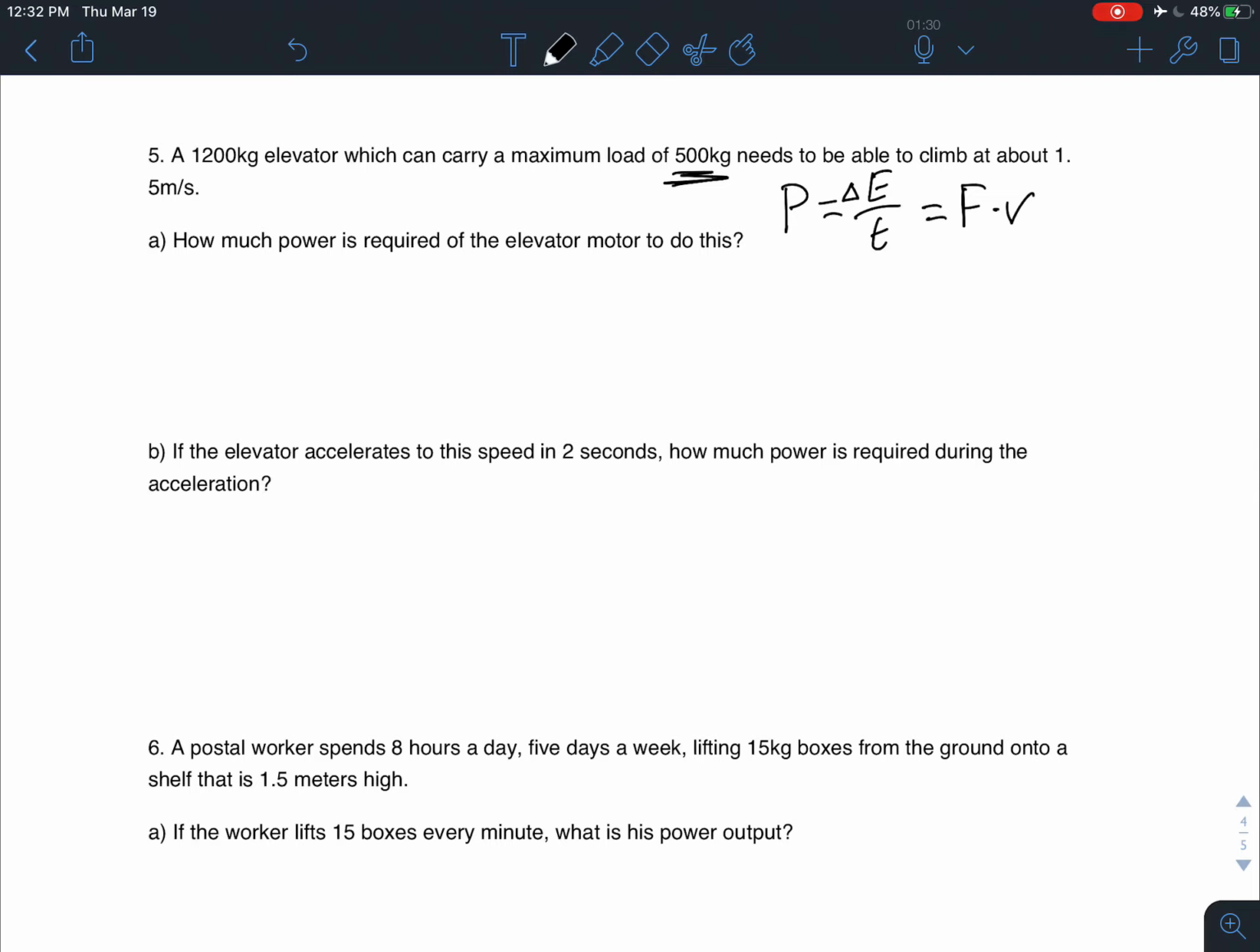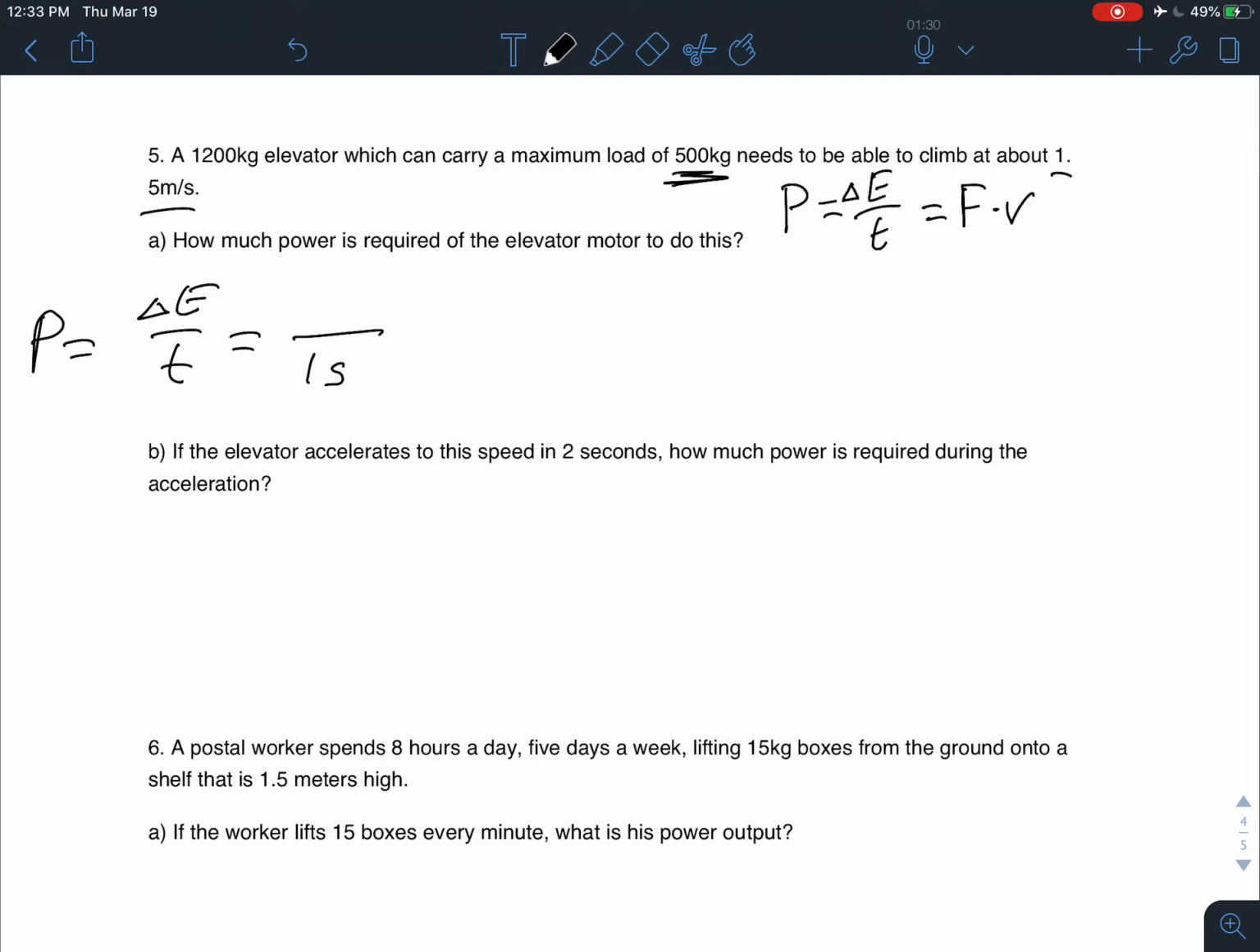So let's say you wanted to do it the change in energy. So power is equal to change in energy over time. Well, how much does the energy change for this elevator? Well, in 1 second, if it's going up at 1.5 meters per second, then in 1 second, it goes up by 1.5 meters. I mean, that's what it means to be going up at 1.5 meters per second.